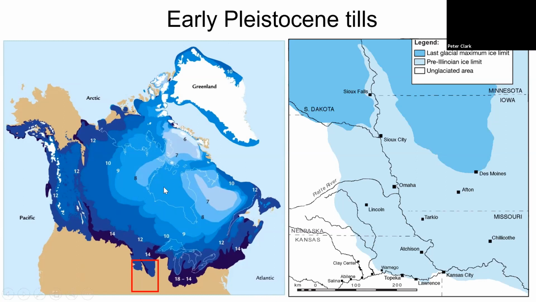On the map on the left, this is the Laurentide ice sheet at the last glacial maximum, and the red rectangle there is outlining the area of the map to the right.